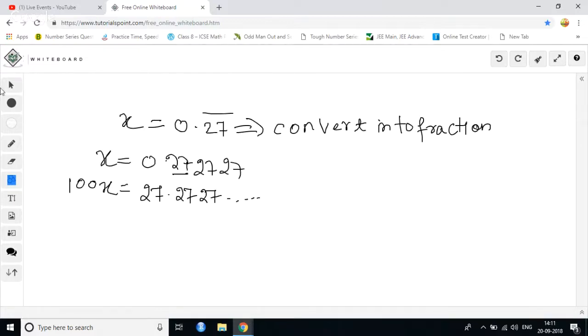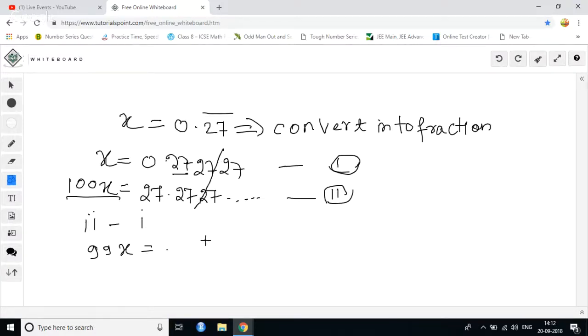Now suppose this is my equation 1 and this is my equation 2. So I do equation 2 minus equation 1. From equation 2, 100x minus x would be 99x, and the decimal part from both places will get cancelled out. So you get 27 minus 0. So x is equal to 27 divided by 99. This is the answer that you will get.